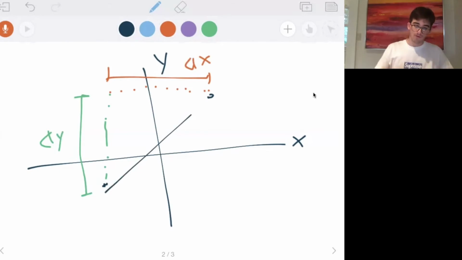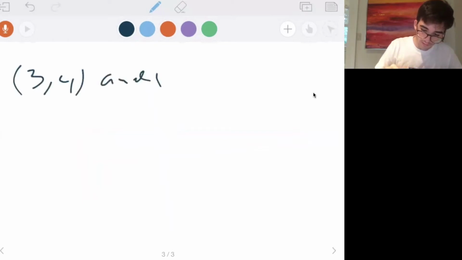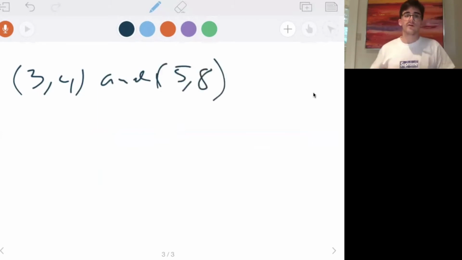All right, so let's just do some practice examples. Say we have the points 3, 4 and 5, 8. So here are 2 points. One thing you have to watch out for with slope is that negatives matter. If you have a positive or a negative slope, it will mean different things. So you have to be extra cautious: am I changing up or am I changing down? Is my change positive or is my change negative?